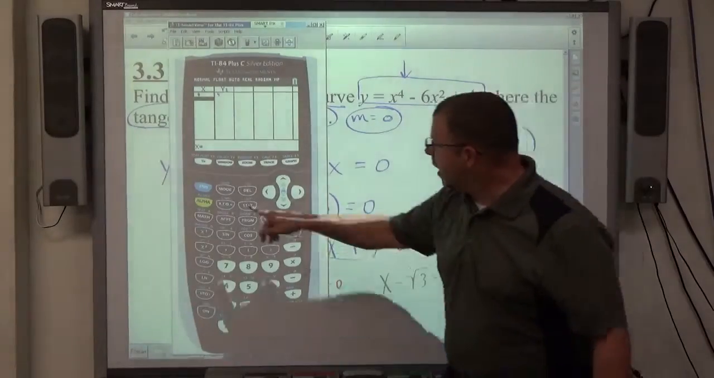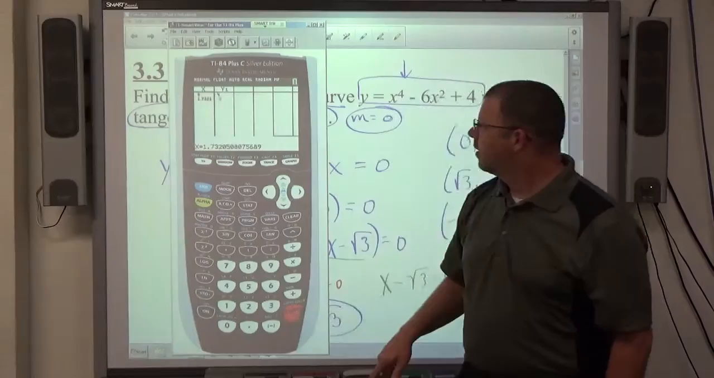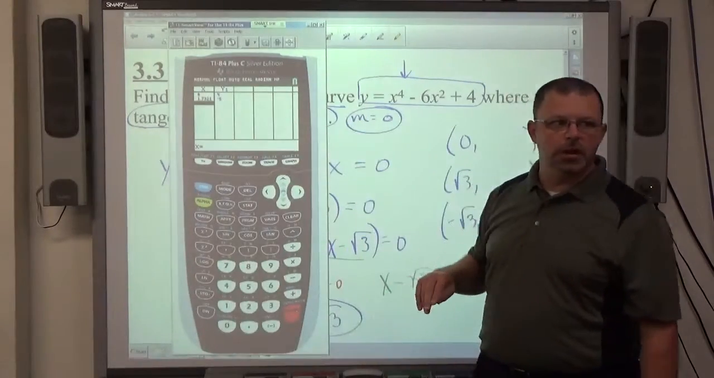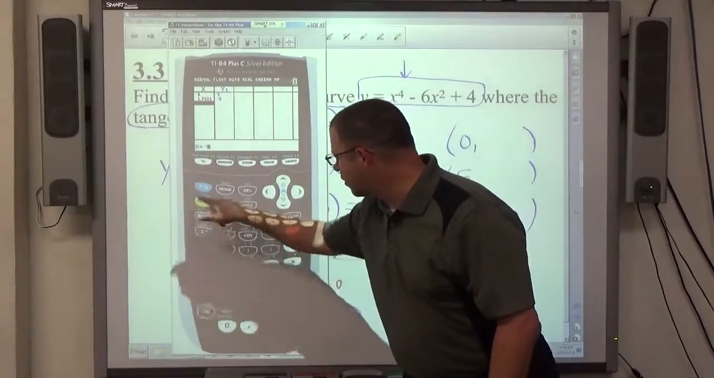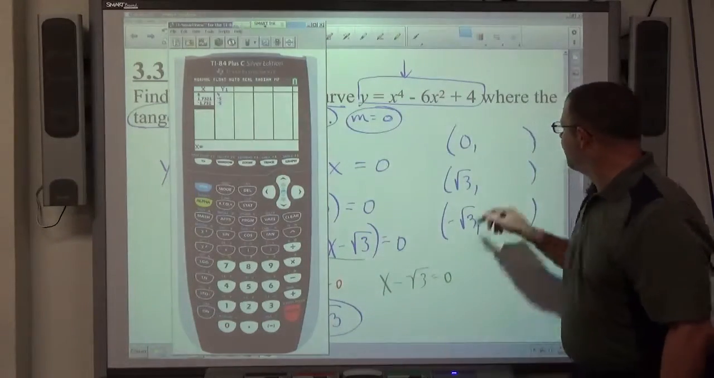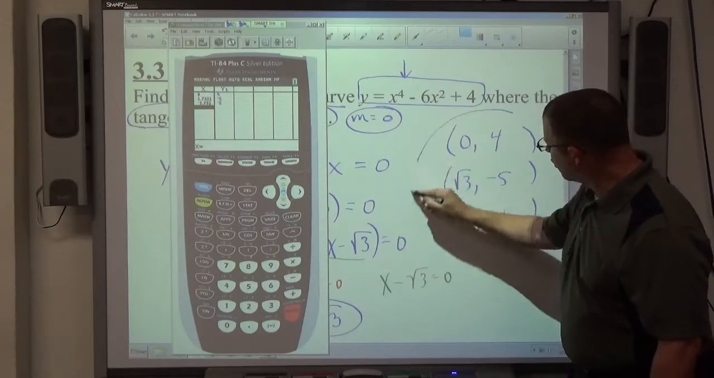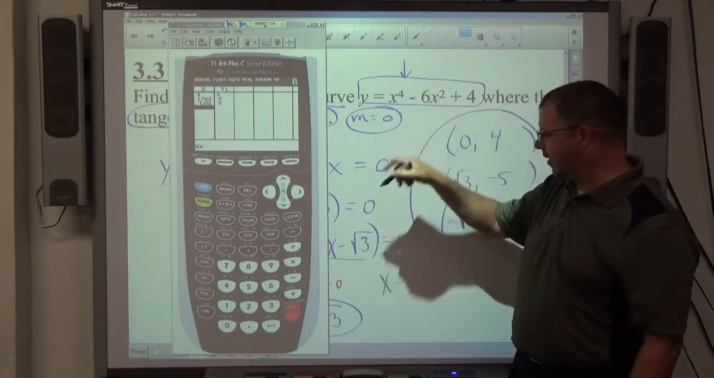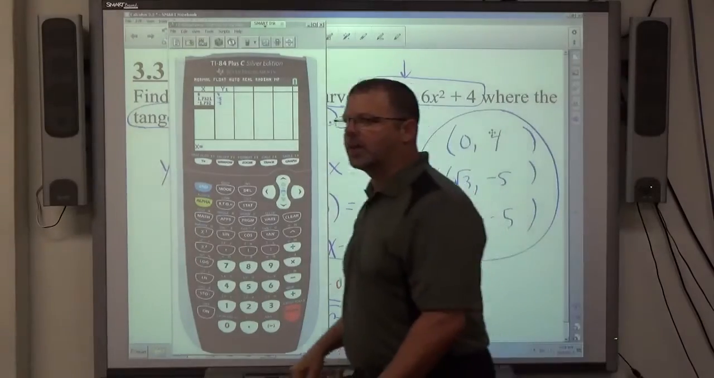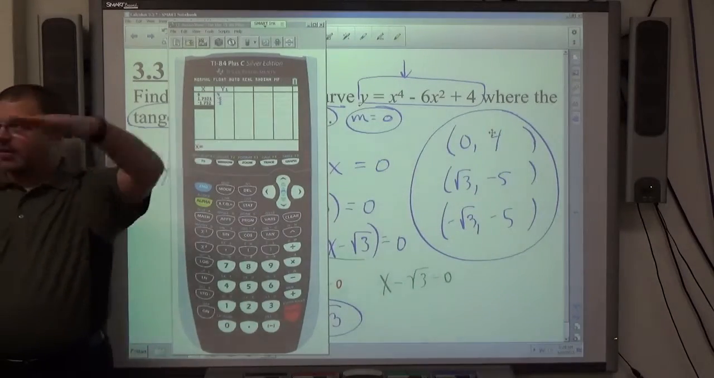I can also type in right here square root of 3. It'll approximate the square root of 3, but you can type it in. I can also type in negative square root of 3. And we get 4, negative 5, negative 5. So those 3 points lie on this curve, and the tangent line for all 3 points will be horizontal. Horizontal tangent line means that the tangent line is flat, right?